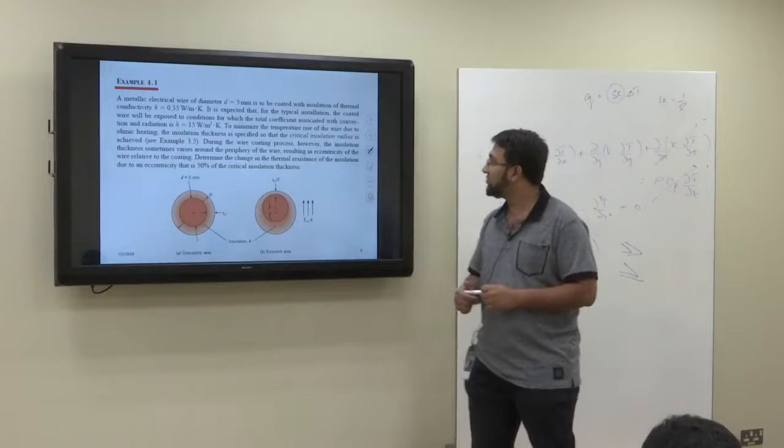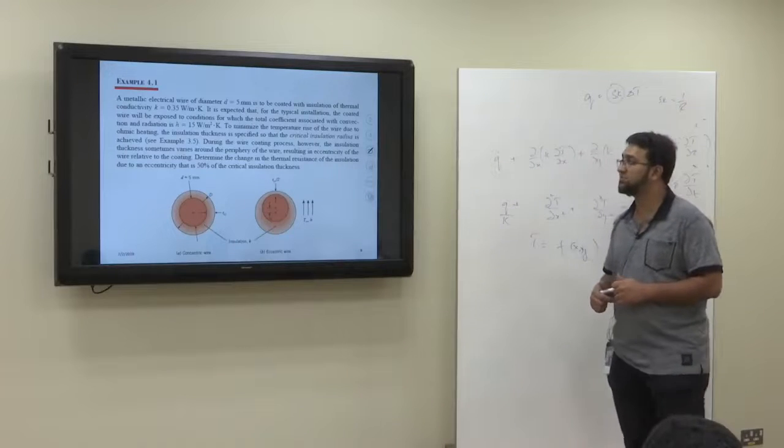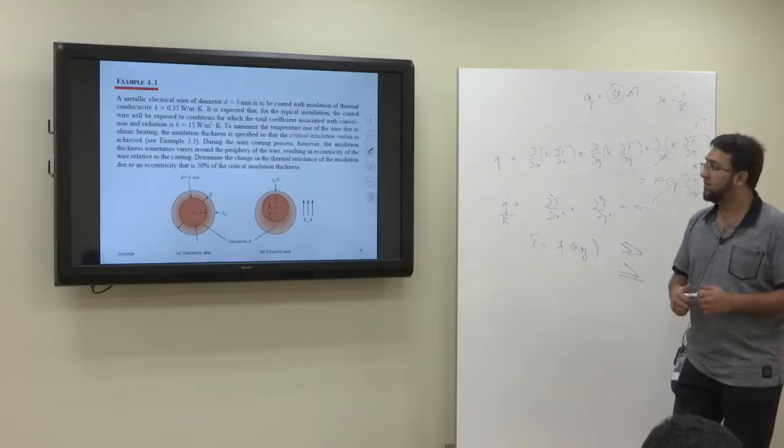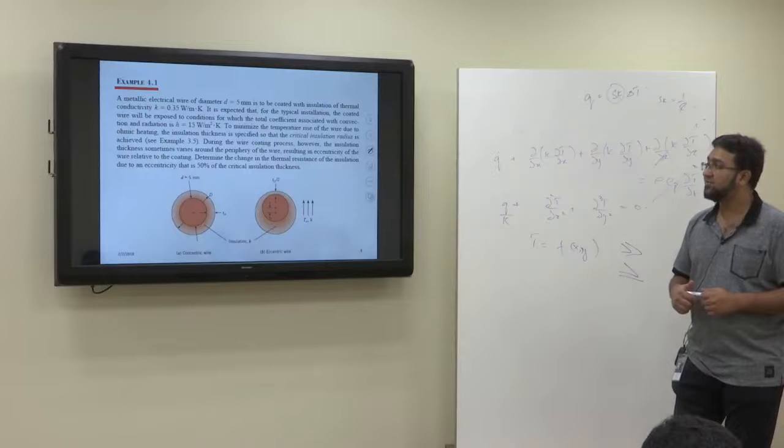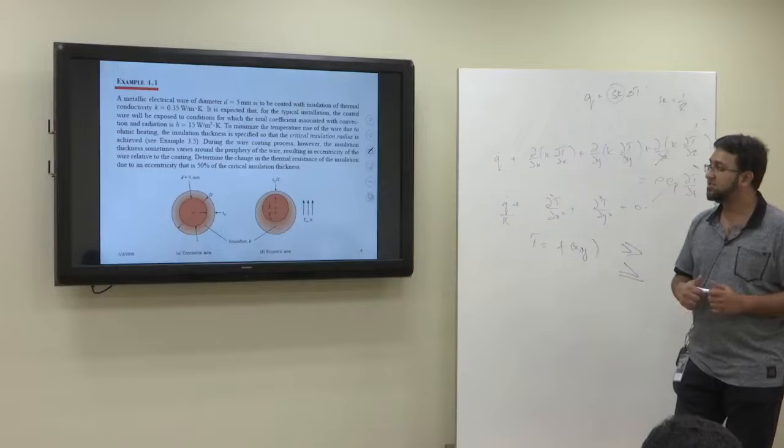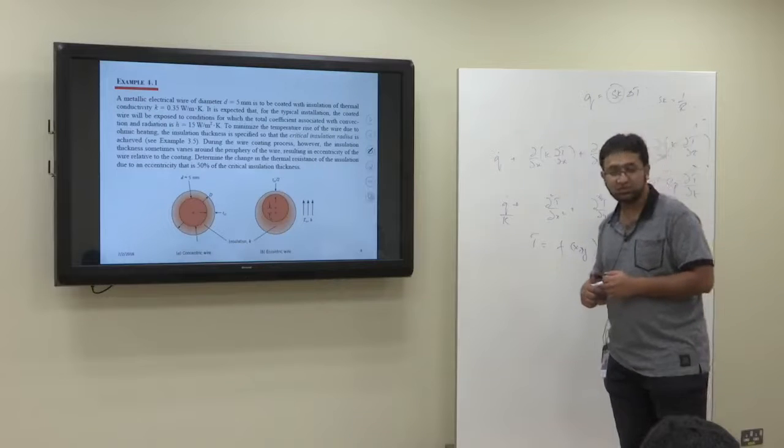During the wire coating process, however, the insulation thickness sometimes varies around the periphery of the wire, resulting in eccentricity of the wire relative to the coating. Determine the change in the thermal resistance of the insulation due to an eccentricity that is 50% of the critical insulation thickness.